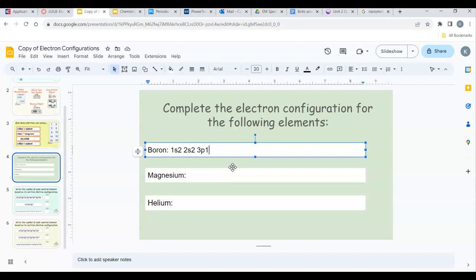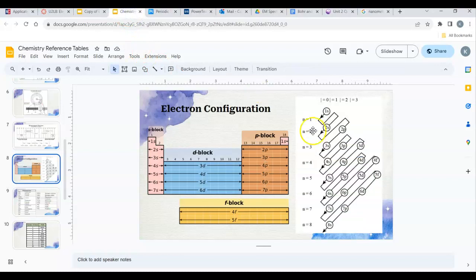So that would be boron, okay? Another way you could check this is, remember, the superscripts have to add up to the atomic number. So 2 plus 2 plus 1 would be 5, okay? Another way to do this is to use this chart, this electron configuration chart.